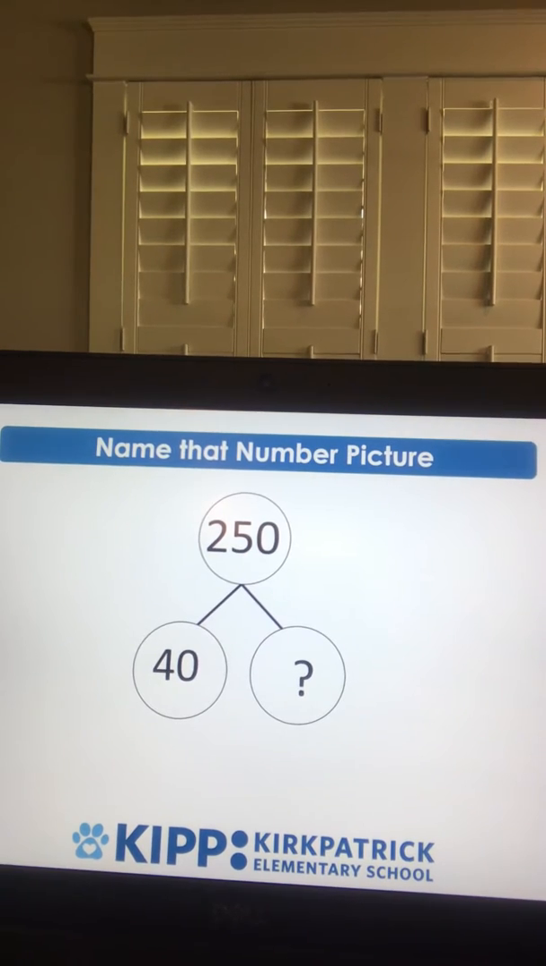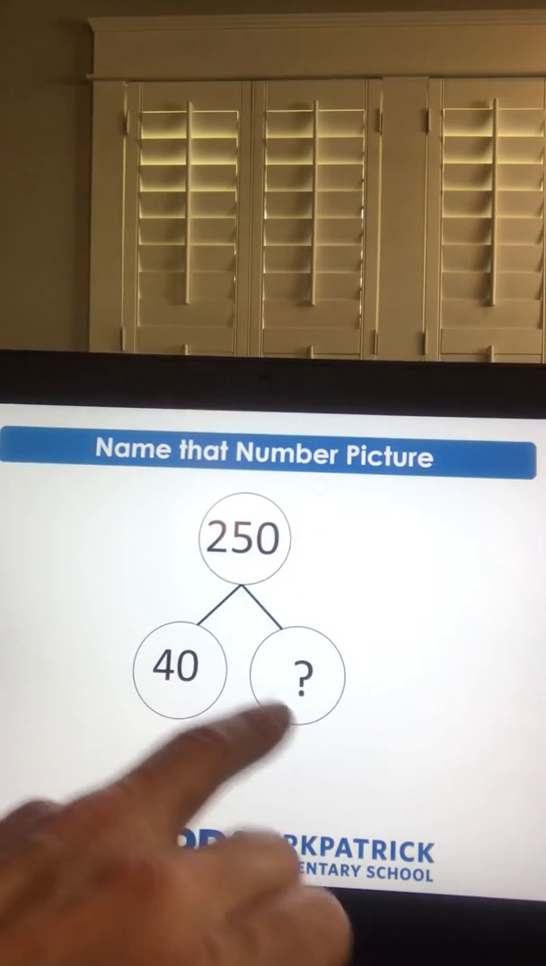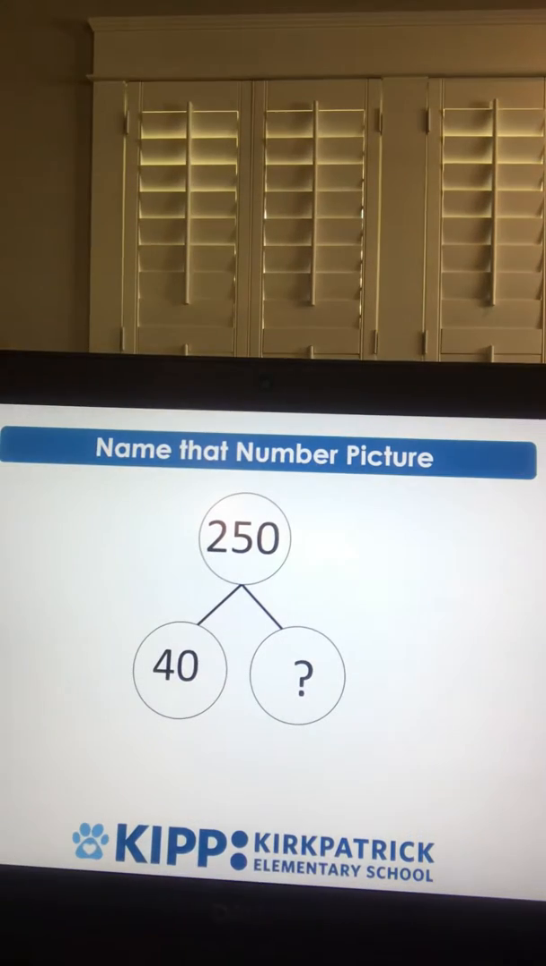My next problem is a number bond problem. 40 and what number is equal to 250? That would be 210.